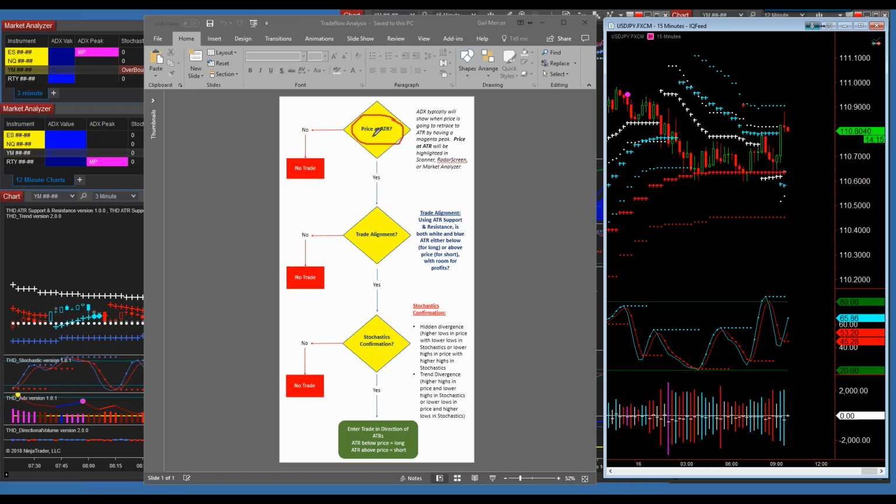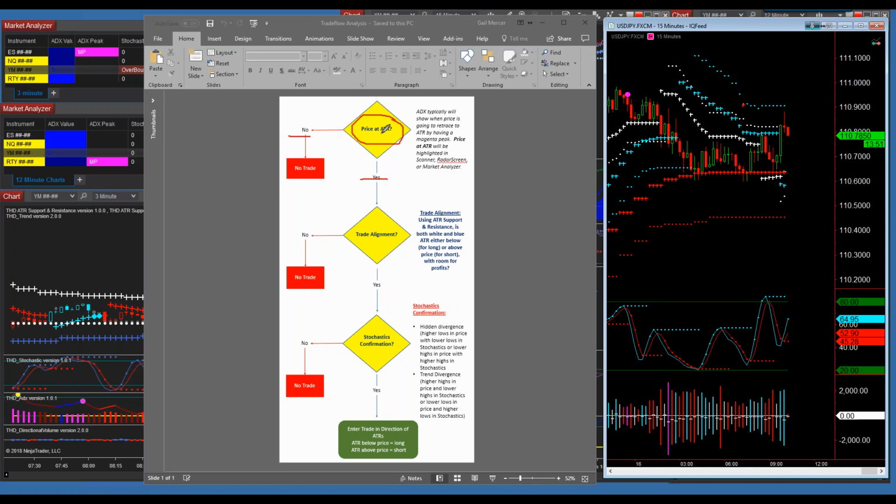Now, with the scanner type tools that we have, it immediately identifies whether price is at the ATR. So this is actually pretty easy to follow. Also notice that there's no maybes here. It's either yes or no, okay? And that is to keep us focused on what we are supposed to be doing.